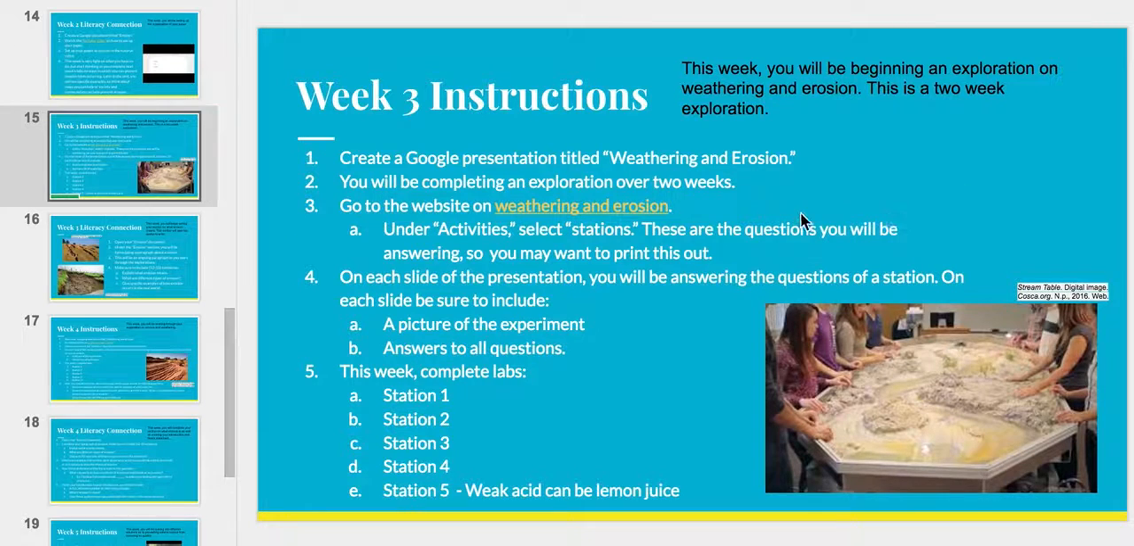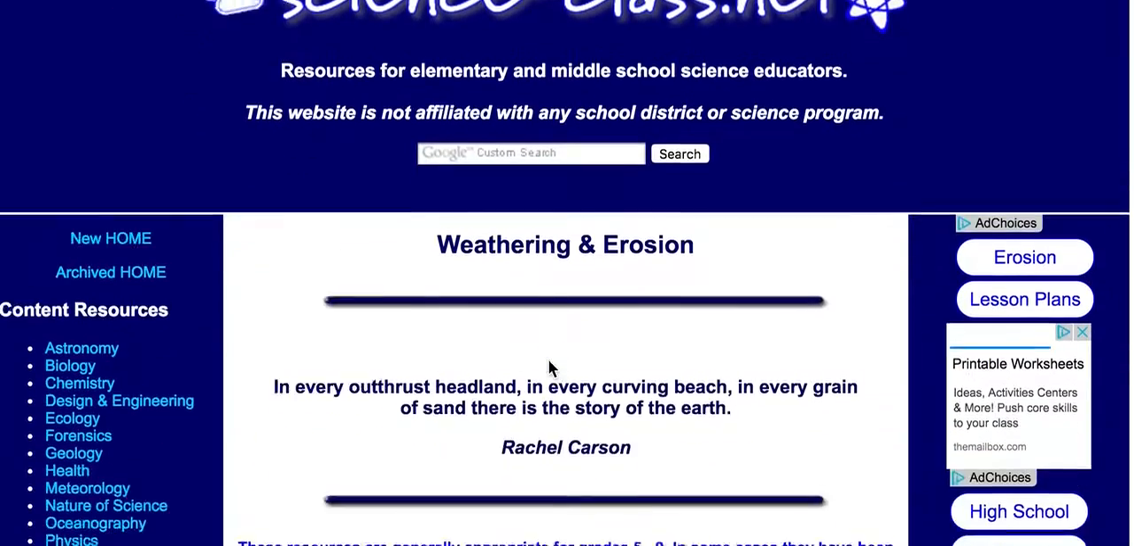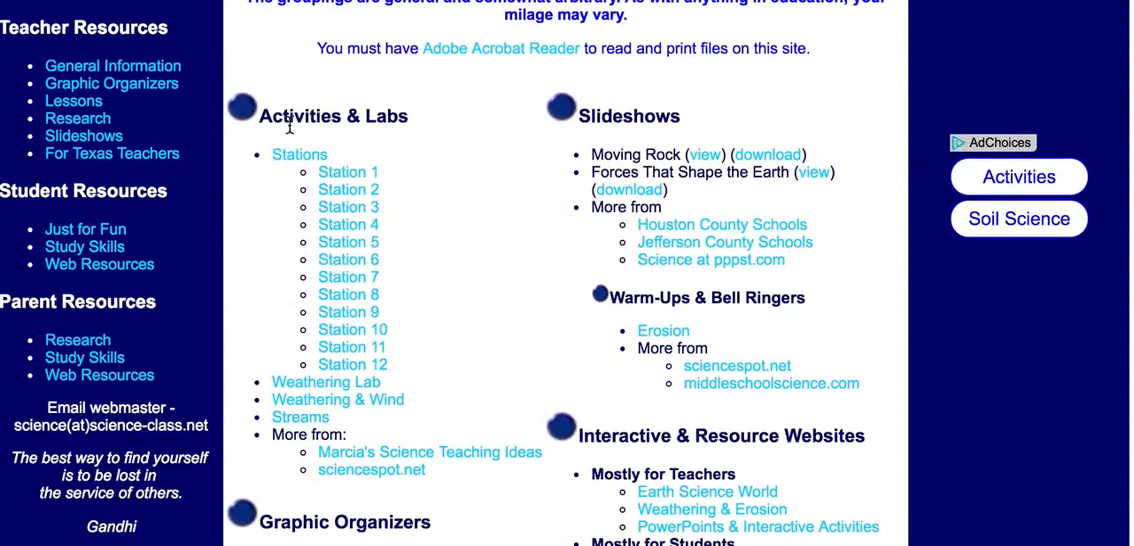So the first thing that I want you to do is create a Google presentation titled Weathering and Erosion. You'll be using this presentation over the next 2 weeks, and you're going to be showing some of the things that you learn. Then go to this website, called Weathering and Erosion. As I scroll down here, this is the website. Go under Activities and Labs, and these are the stations that you'll be using. Again, you're not going to be using all of them, and some of them you might not be able to complete, but this is where you'll find them.